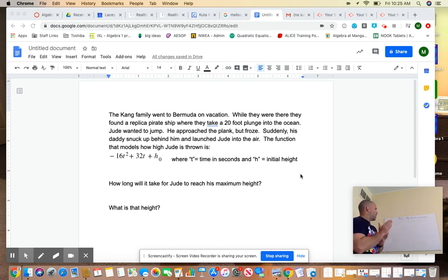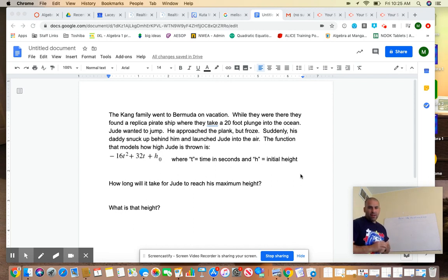All right, now that we understand how to find the vertex of a quadratic equation, let's take a look at a real-life application. Here's the problem. The Kane family went to Bermuda on vacation. While they were there, they found a replica pirate ship with a plank. They could take a 20-foot plunge into the ocean.